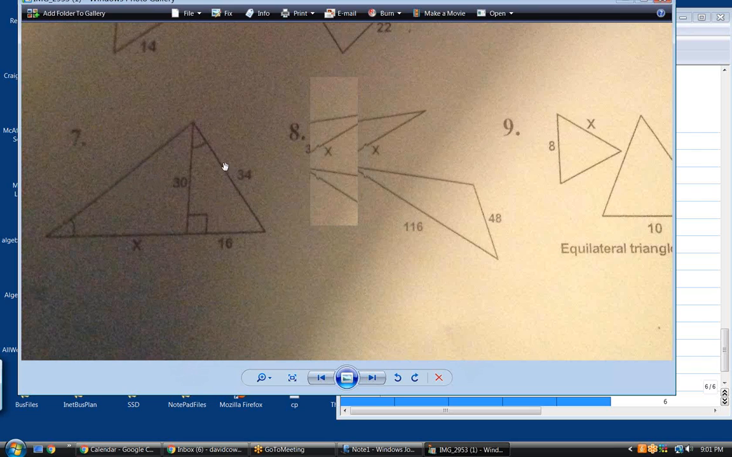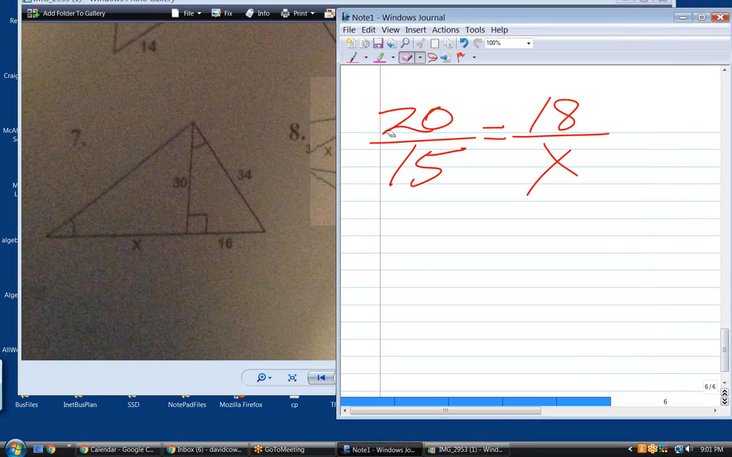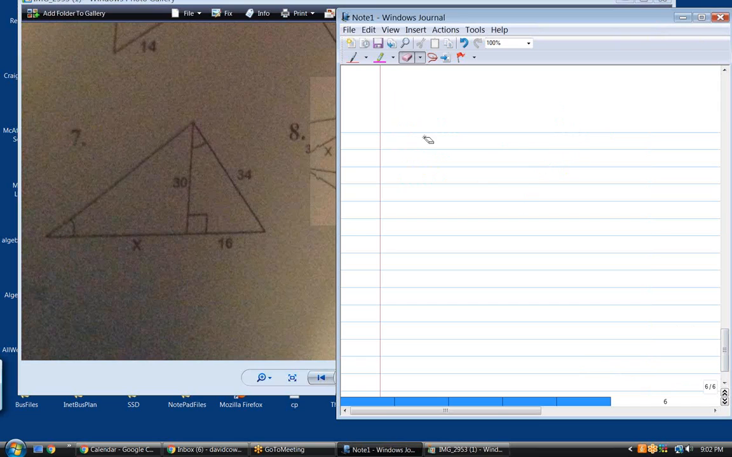So I can say 34 is the blank. I don't have that measurement, so let's not use that one. But after I've rotated it, give me a relationship that we can see. 30 is to 16. Correct. Beautiful. 30 is to 16 as what? Hold on.